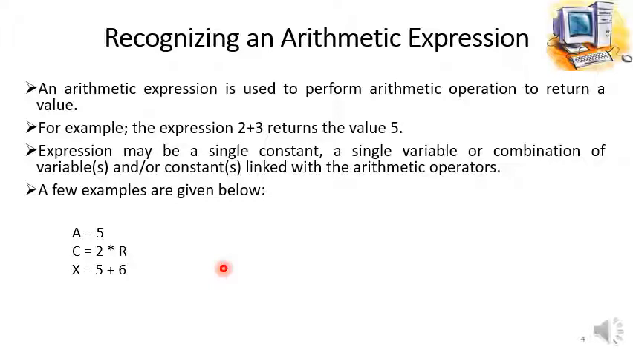In simple words, in mathematics we call these expressions an equation, but here we call it an expression. 5 plus 6 is equal to x, or x is equal to 5 plus 6. The value of 5 plus 6 is assigned to x. Z is equal to a plus b. All these are examples of arithmetic expressions, because arithmetic operations are involved in all of them.